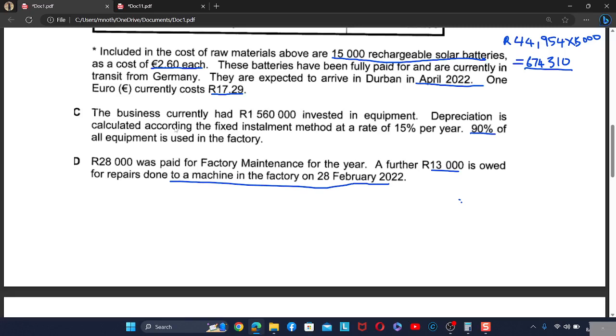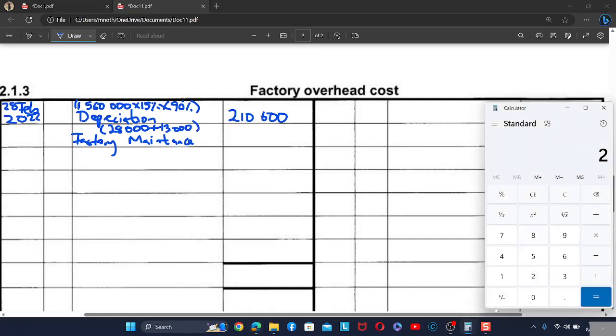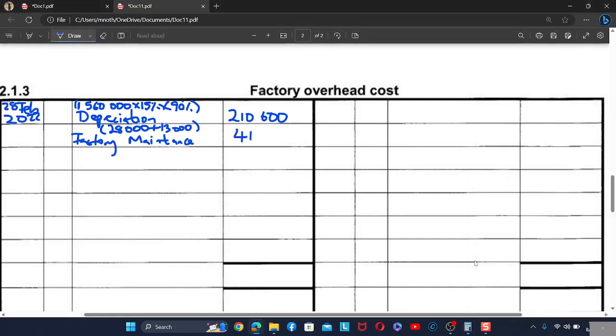But what you need to remember is the matching. The matching is saying that expenses should be recorded in a year that they belong in. So yes, this 13,000 is not yet paid, but it belongs in this financial year. So therefore, we must come and edit here because it is still a maintenance. It's just that it is not yet paid. But we have to follow the matching concept, which is saying that expenses should be recorded in a year they belong in, even if they have not yet been paid. So this is going to be 41,000. All right.